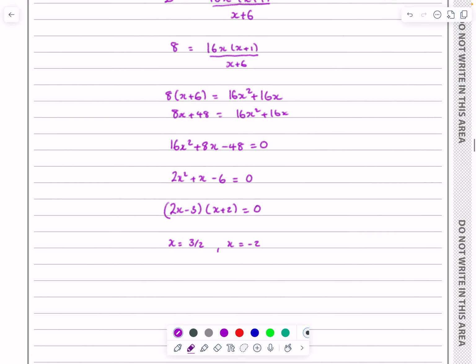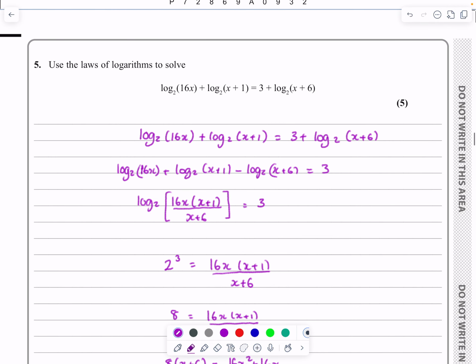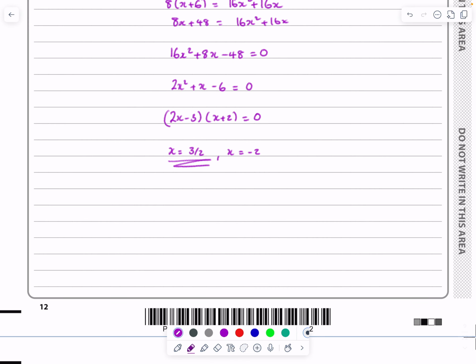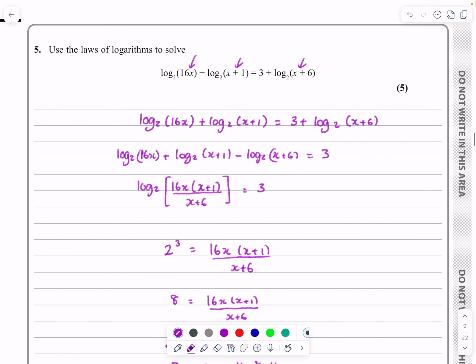Now, always with these ones, just go back and check. For example here, if I had log of x minus 2, I'd have log of a negative, and we can't have that. So we're just going to stick with x equals 3 over 2 and discount the other one. Okay, hopefully that makes sense to you all. Really straightforward log question.